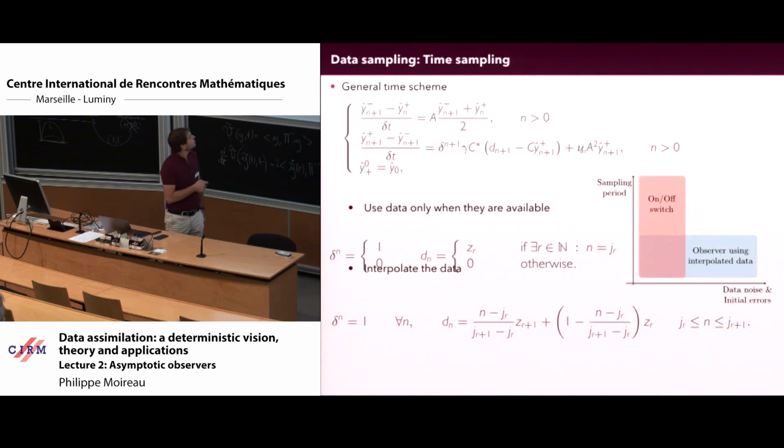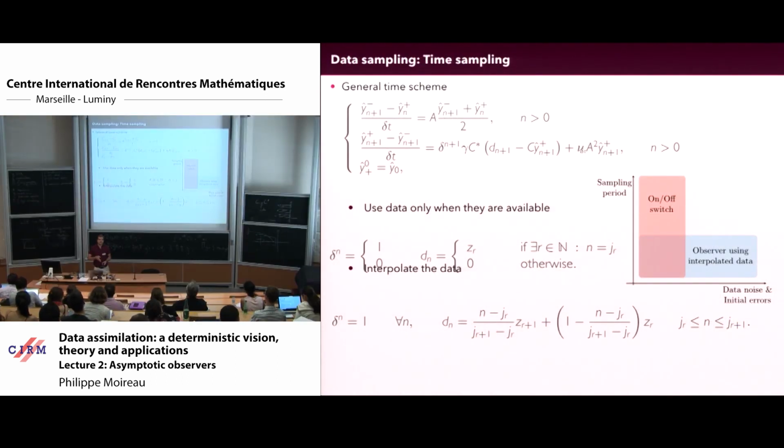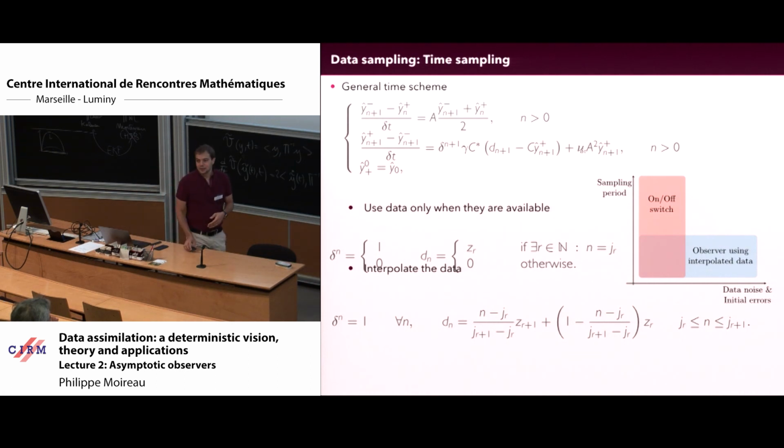Okay, a few remarks quite quickly. What do you do when the observations are not given at every time of your simulation? This is what we call time sampling of the data. Basically you have two choices. First choice, you use the data when you have them, and in between you run the direct model without using the data. Second approach, you interpolate the data in time, so that you can use interpolated data at every time.